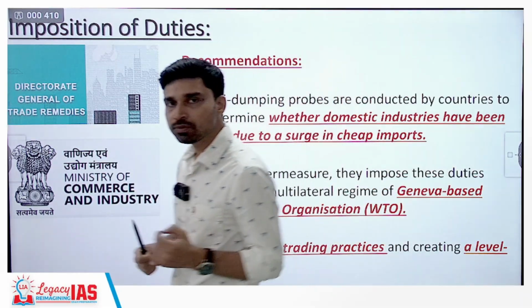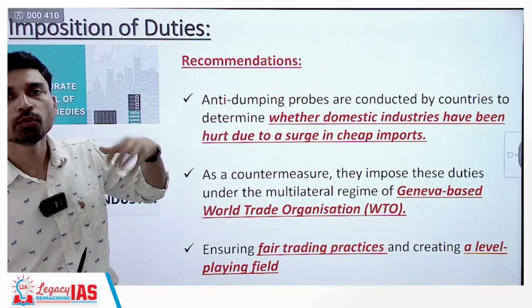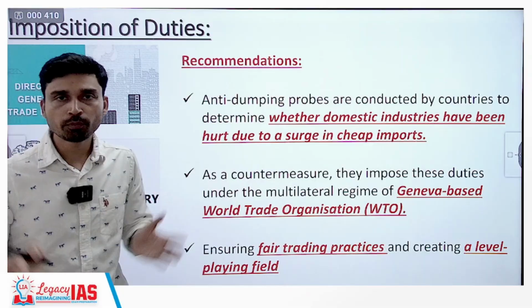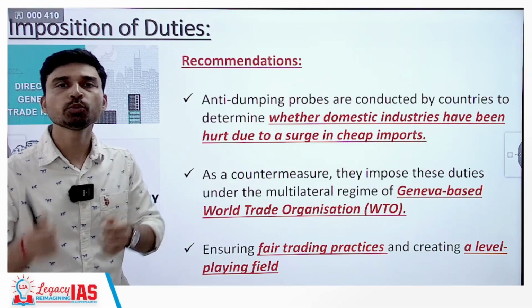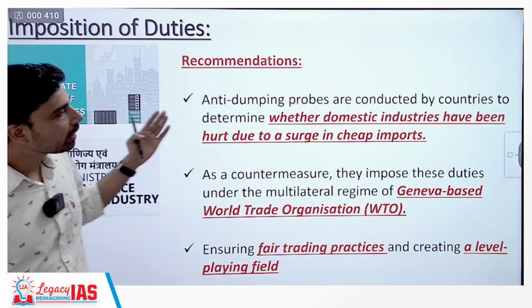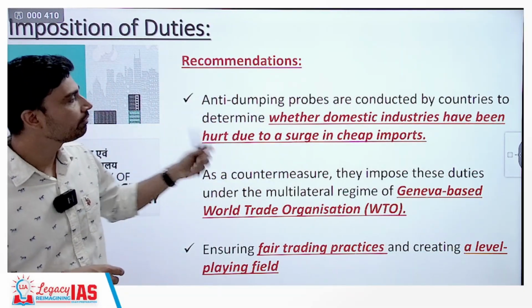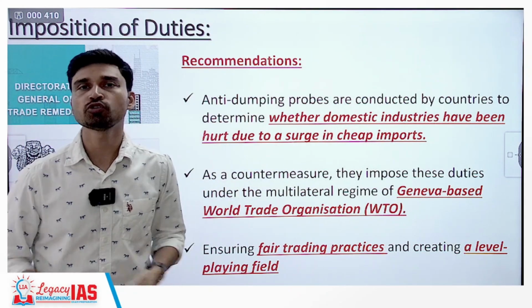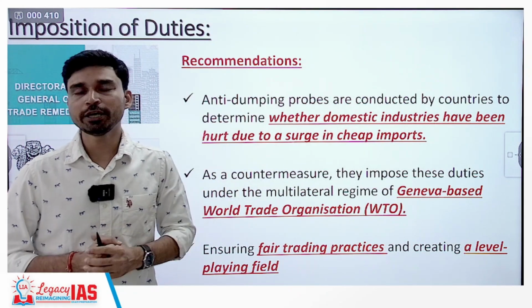It is the responsibility of DGTR to then recommend which products should be brought under the anti-dumping duties and what should be the value of these duties on different products. So a probe is conducted by countries to determine whether domestic industries have been hurt due to a surge in cheap imports or not. Now this is a very important point to understand.